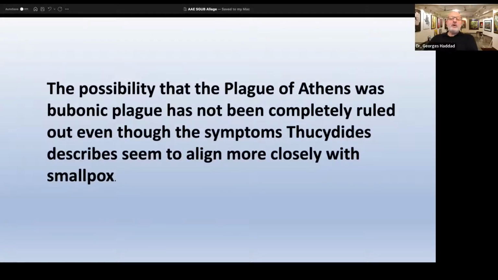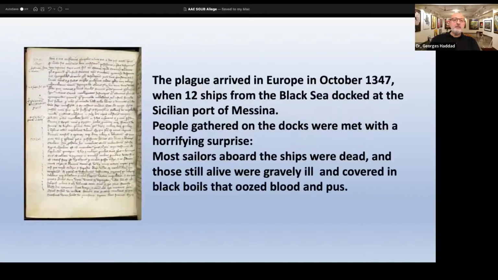But until now, we are not sure if this plague of Athens that Thucydides speaks about was bubonic plague or if it were smallpox. The Black Plague, the bubonic plague, the plague that is transmitted through Yersinia pestis, arrived in Europe in October 1347, when 12 ships from the Black Sea docked at the Sicilian port of Messina. And we have here a handwritten account of this docking.